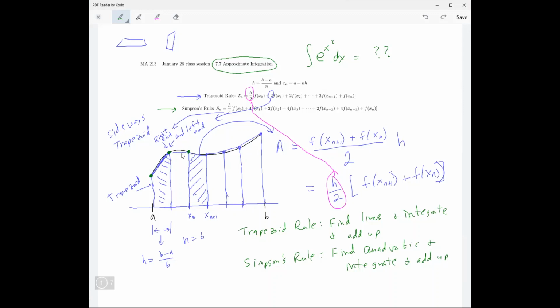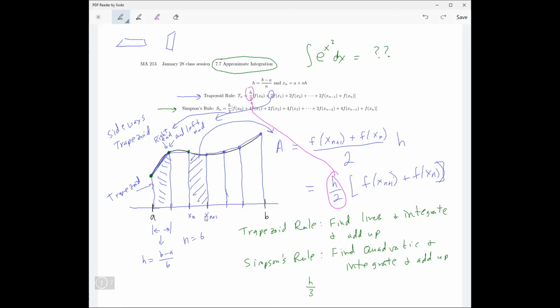It actually turns out that the ingenious thing is you don't have to find the 3 points to know what the integral is going to be. You don't have to find the quadratics to know what the integral is going to be. It's going to be this.